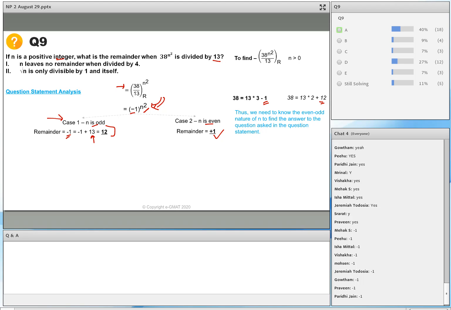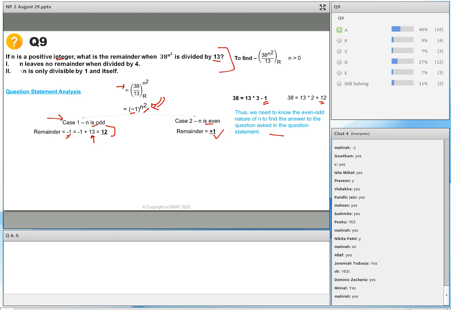Did all of you reach this step? Okay, that is very, very good. And if anyone missed it out, please make sure you keep this in mind. Before you move on to the first statement, always try to extract all the information possible. Because trust me on this, this entire question of divisibility and remainders now becomes a question of whether n is even or odd. That's it.